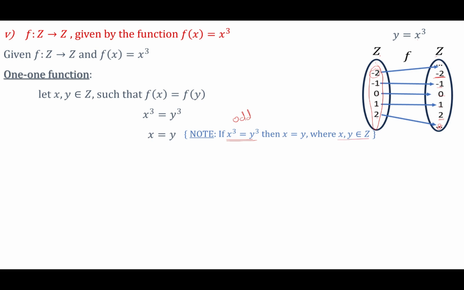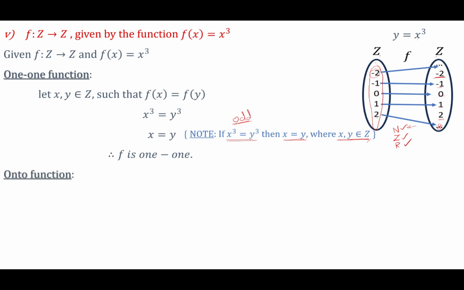For any x, y belonging to integers, real numbers, and natural numbers, if the power is odd, then they are equal. If the power is even, then they are equal only in natural numbers, not in integers or real numbers. So in this question, x, y belong to integers. That's why x is equal to y. So the given function is one-one.